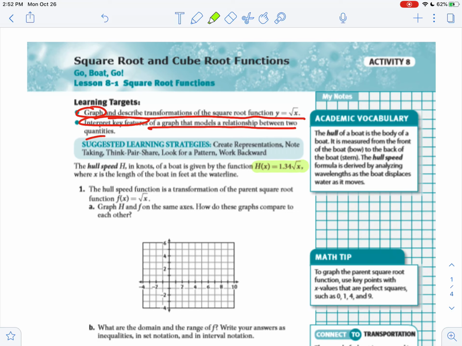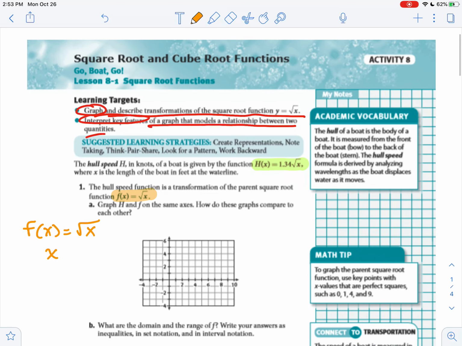The hull speed h in knots of a boat is given by the function h of x equals 1.34 times the square root of x, where x is the length of the boat in feet at the waterline. The hull speed is a transformation of the parent square root function, f of x equals just the square root of x. So we're going to graph these on the same axis, starting with graphing the square root function, f of x equals the square root of x.